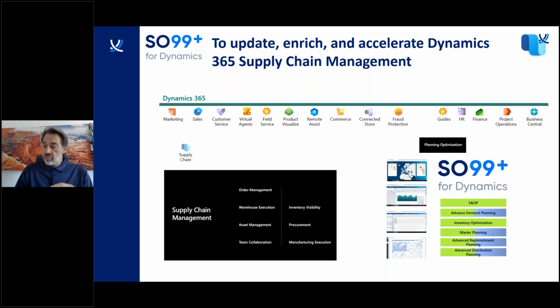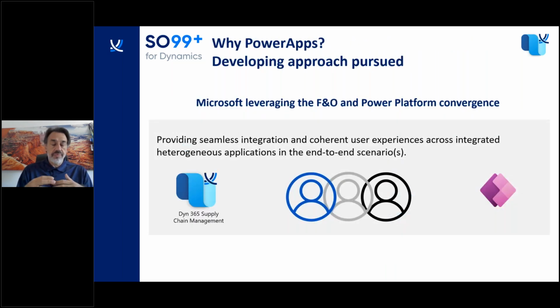The main part of the solution is based on a model-driven Power App, based on the Power Apps platform and Dataverse, and this application drives the user to easily get the data from Finance and Operations and share it with SO99. Everything happens directly inside the Dynamics environment, and also the main functionality of SO99 can be used directly from the Dynamics environment, and everything is orchestrated through the Power App and the Power Platform, the Power Automate system.